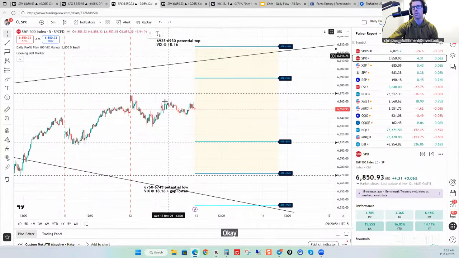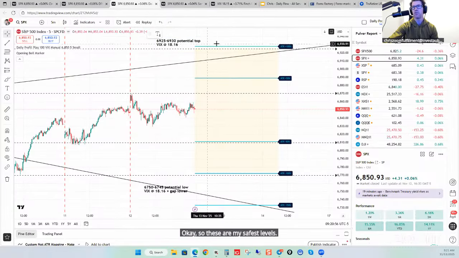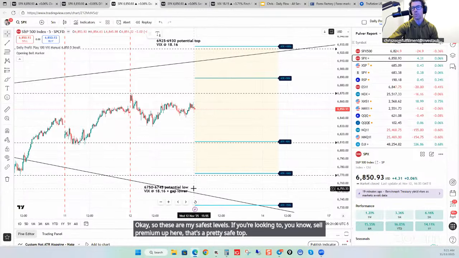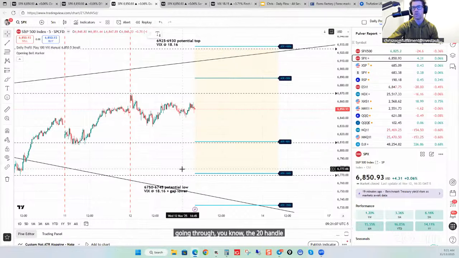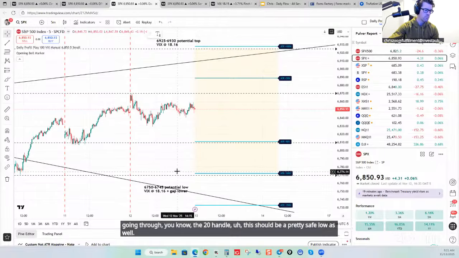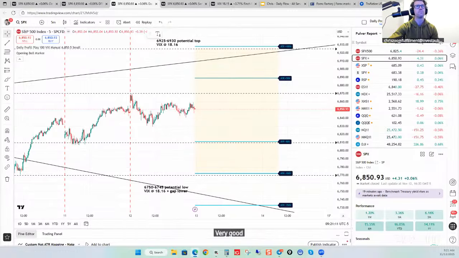Okay, so these are my safest levels. If you're looking to sell premium up here, that's a pretty safe top. Sell premium down here, as long as the VIX is somewhat contained and not going through the 20 handle, this should be a pretty safe low as well. Very good.